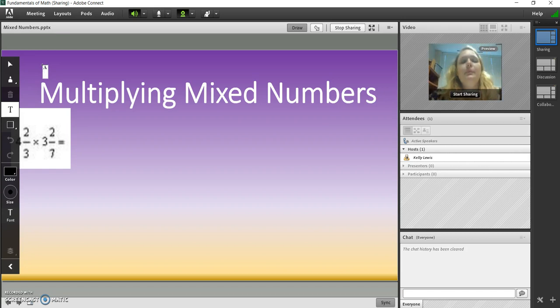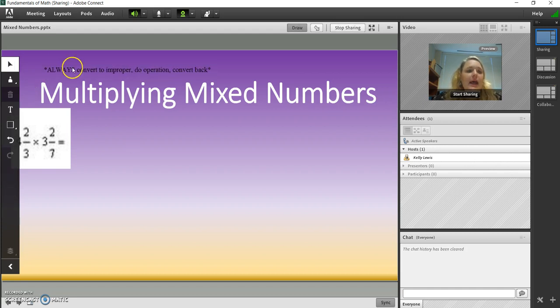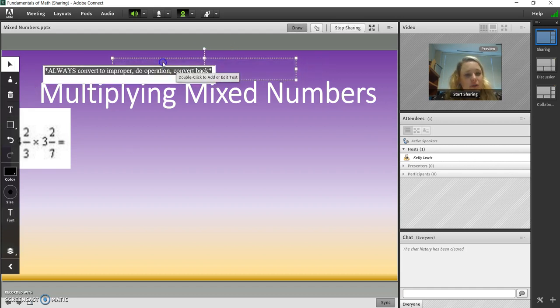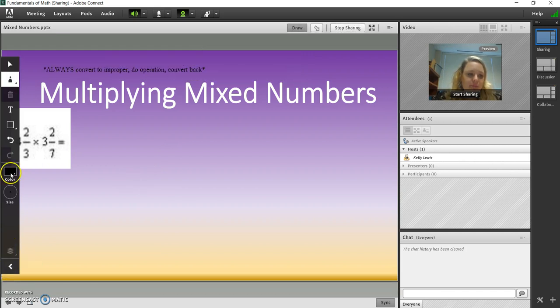This is just my go-to because sometimes you can work within mixed numbers and be fine, but sometimes you have to convert them to improper and then convert it back. So my go-to is to always convert to improper, do the operation, then convert back. And I'm aware there are calculators that do all this for you, but to really have strong math skills is an important thing.